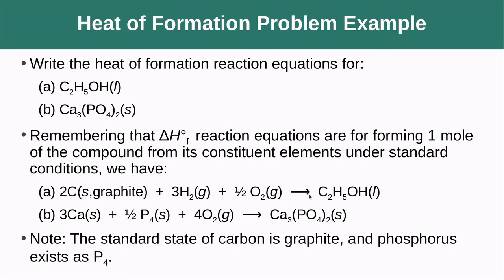That's what's important. You could have balanced this in any old way that you would have liked, and then just divided each of the coefficients by whatever you had in front of ethanol here, but you want your product to have a 1 in front of it when you're calculating the enthalpies of formation. For calcium phosphate, we have a similar process to produce it, and again, we're getting that 1 in front of the calcium phosphate.